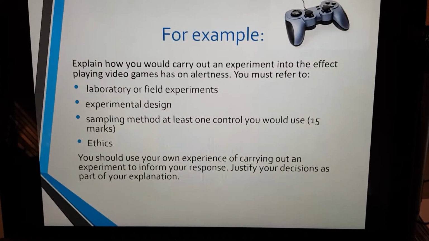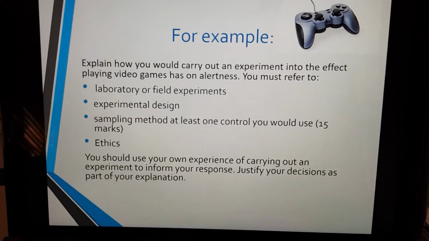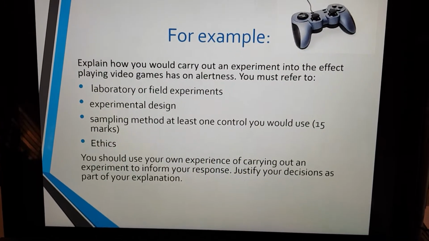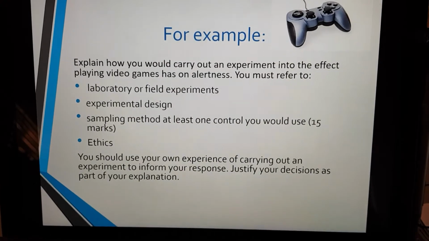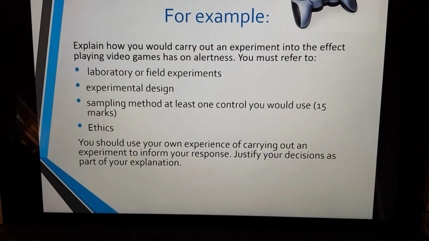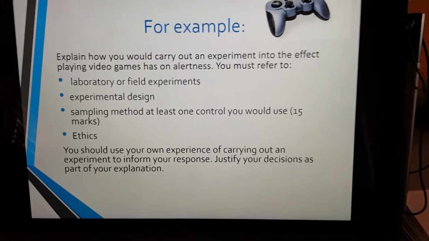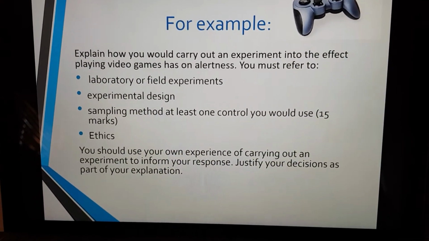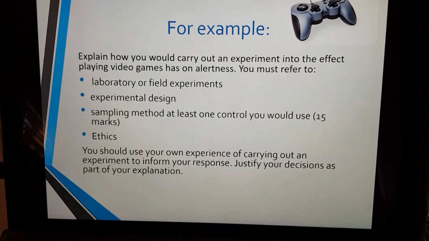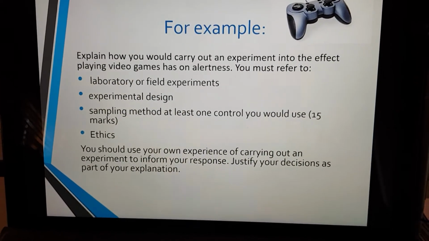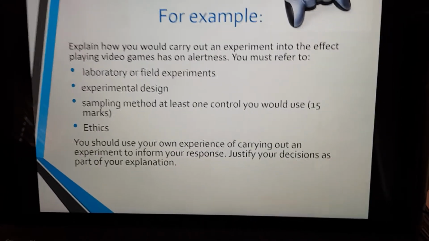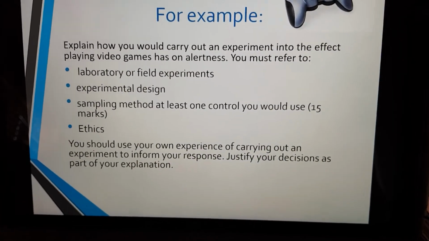So here's an example. Okay, so this is the context they're giving you. It's about conducting an experiment into the effects of playing video games. And those are the 4 bullets that they want you to address in your design. So lab or field, sometimes it gives you an option. Okay, it's asking you to do one or the other. Not all of them are like that. Okay, they'll just tell you the one that they want you to do.